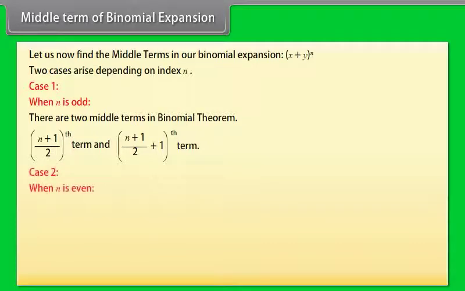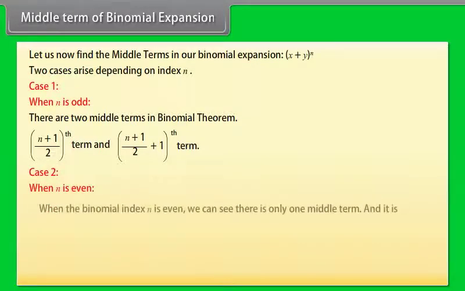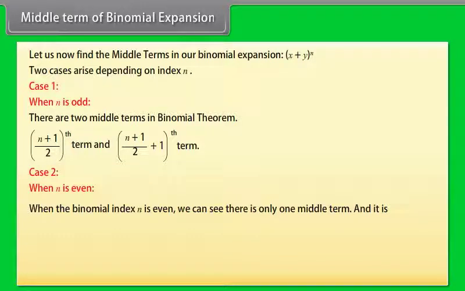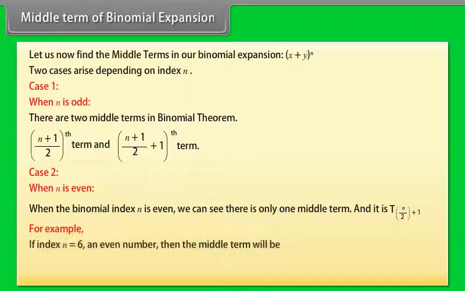Case 2: when n is even. When the binomial index n is even, there is only one middle term, and it is T(n/2 + 1). For example, if index n is equal to 6, an even number, then the middle term will be T(n/2 + 1) is equal to T(6/2 + 1), which is equal to T4.